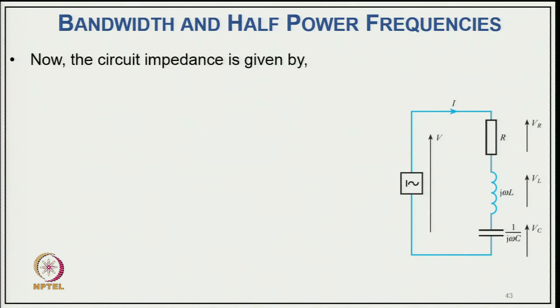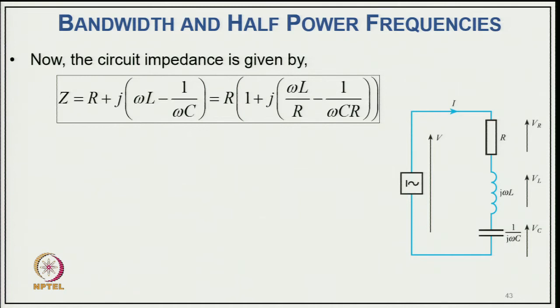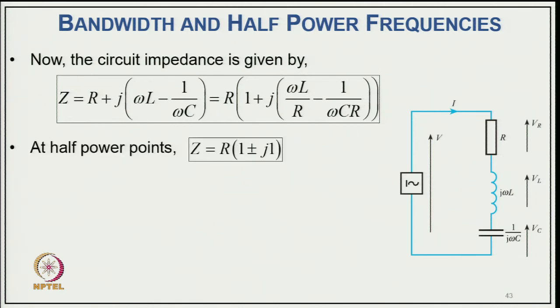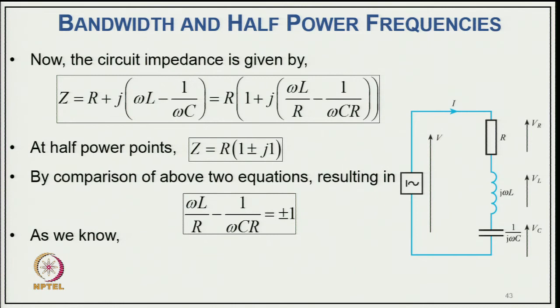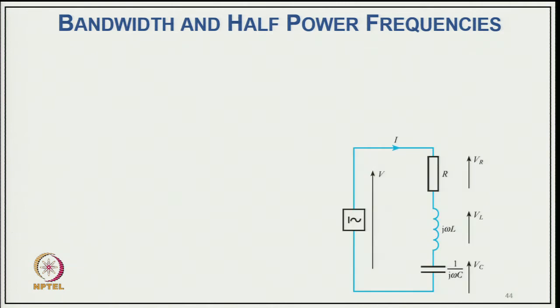Now, the circuit impedance is given by Z equal to R plus j(omega L minus 1 upon omega C), that becomes R[1 plus j(omega L upon R minus 1 upon omega C R)]. At the half-power points Z equals R(1 plus or minus j1). By comparison of the above two equations, we get omega L upon R minus 1 upon omega C R equal to plus or minus 1. As we know, Q equals omega R L upon R, equal to 1 upon omega R C R.